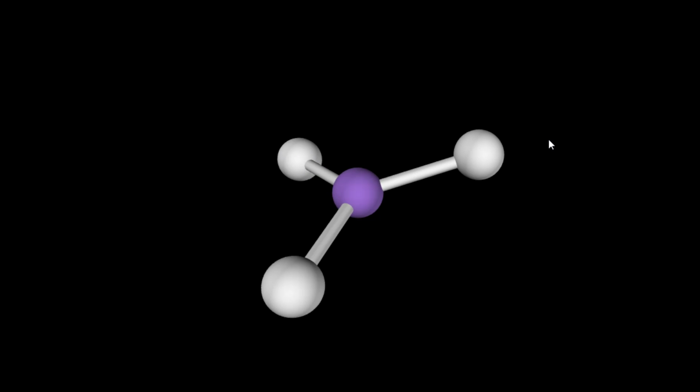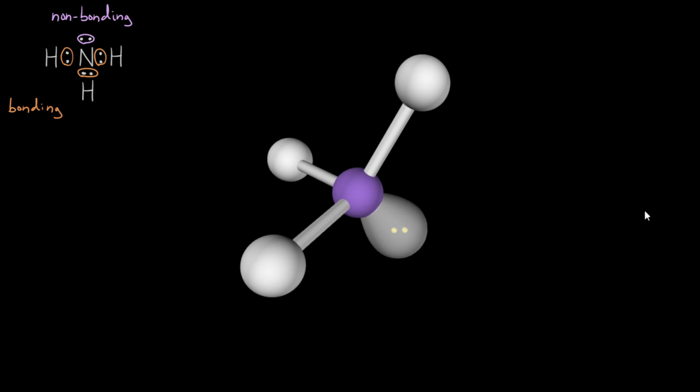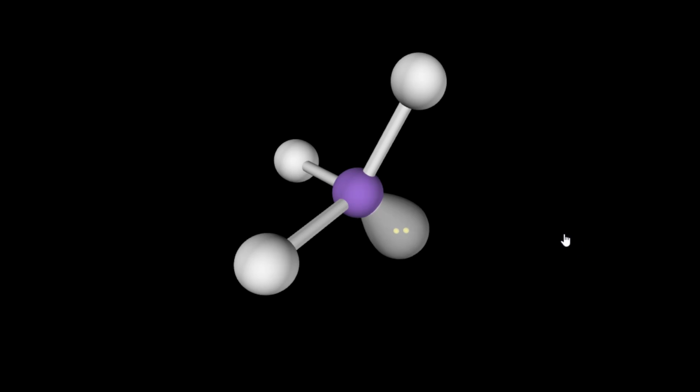How does boron trihydride differ from ammonia? Recall, ammonia is NH3. If you were to draw the Lewis dot structure of ammonia, you will notice that the nitrogen in the center is surrounded by 4 pairs of electrons. 3 of those are bonding, but there is also a non-bonding pair of electrons. So I'm going to add that one. And here it is. How has the molecule changed?